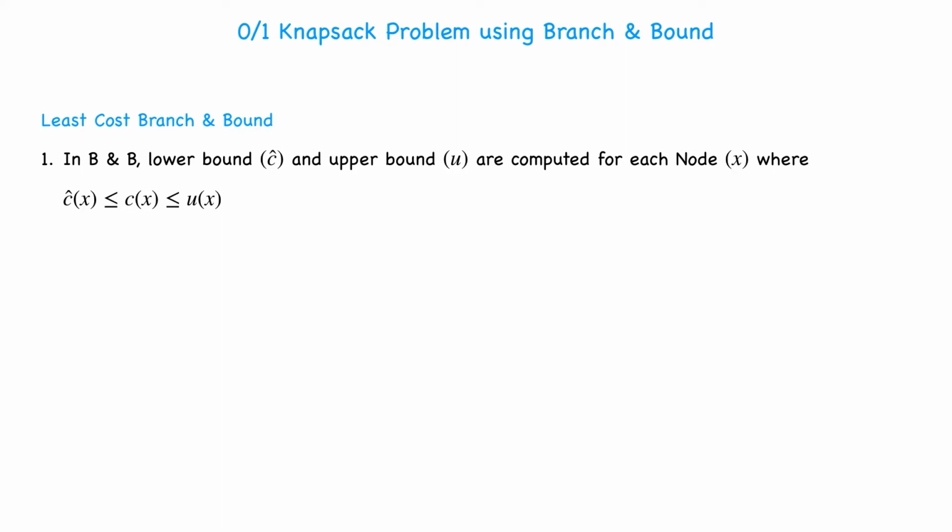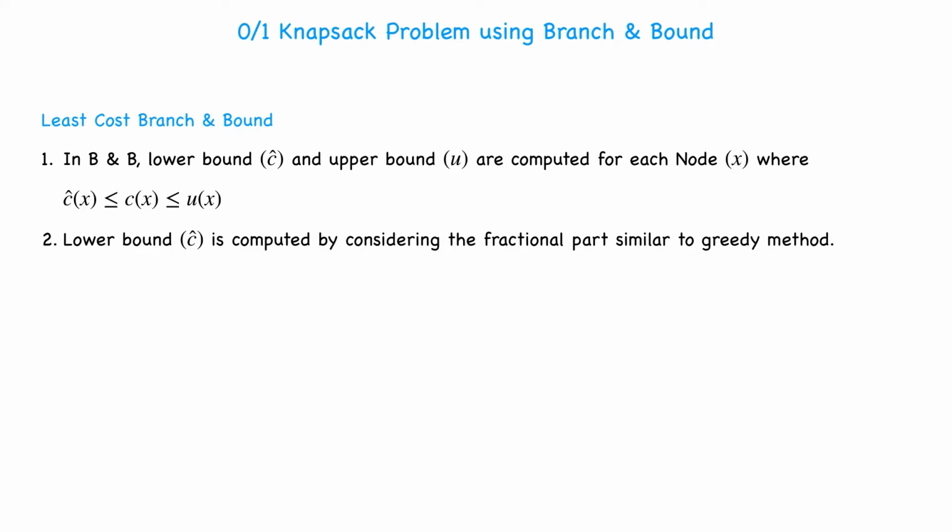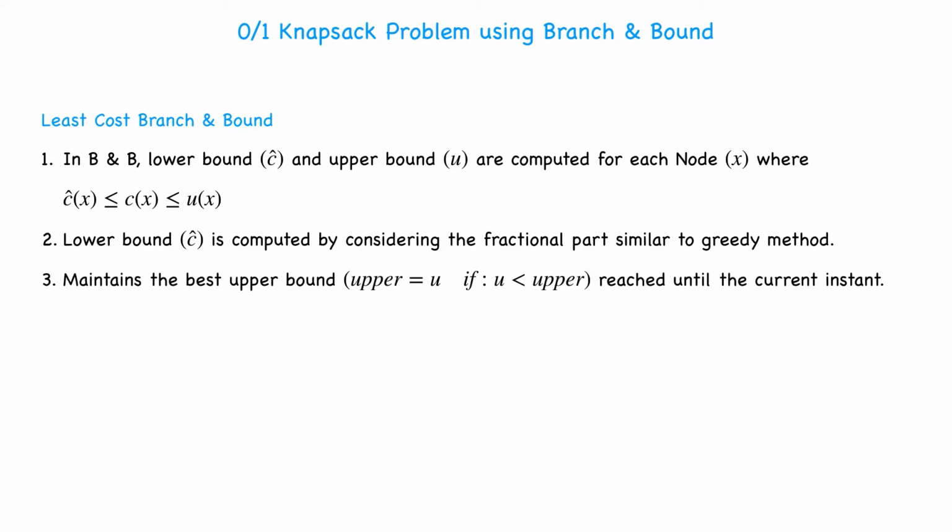The lower bound C cap is computed by including the fractional part. It has to be noted that this particular method is for the 0-1 knapsack problem. So we are not trying to give out a fractional solution, but we will be using the fractional part as an intermediate step to obtain the 0-1 knapsack solution. So C cap includes computation of the fractional part.